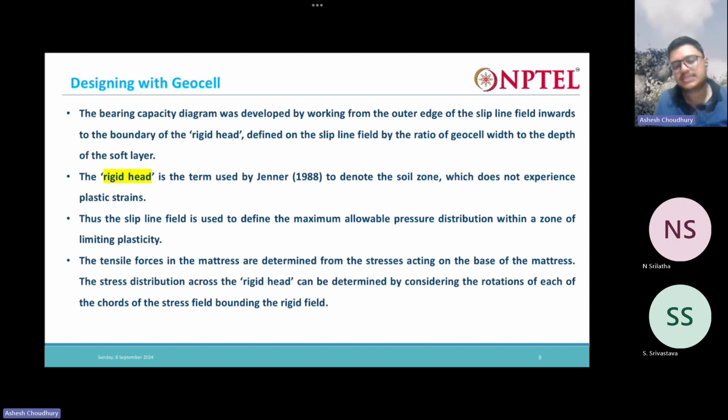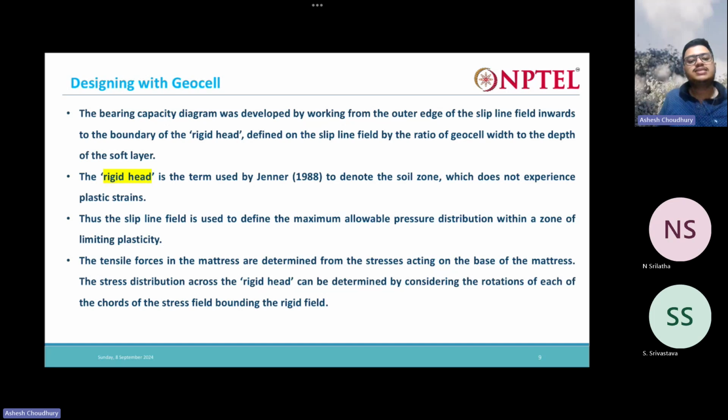The tensile forces in the geocell mattress, the geocell layer, are determined from the stresses acting on the base of the mattress. So we will determine the horizontal pressure that is coming at the base of the mattress. We have some expression we will see in the next slide. From that expression of horizontal stresses at the base of the mattress, we are going to calculate what amount of strength of geocell we need to use.